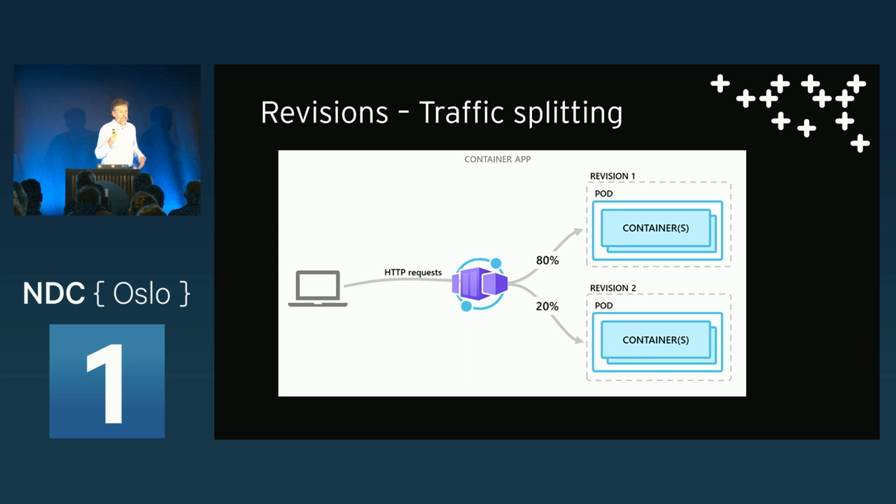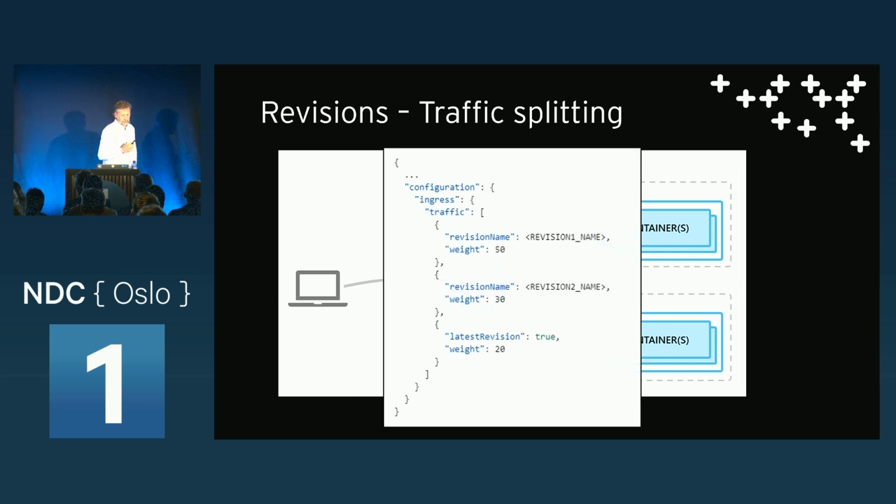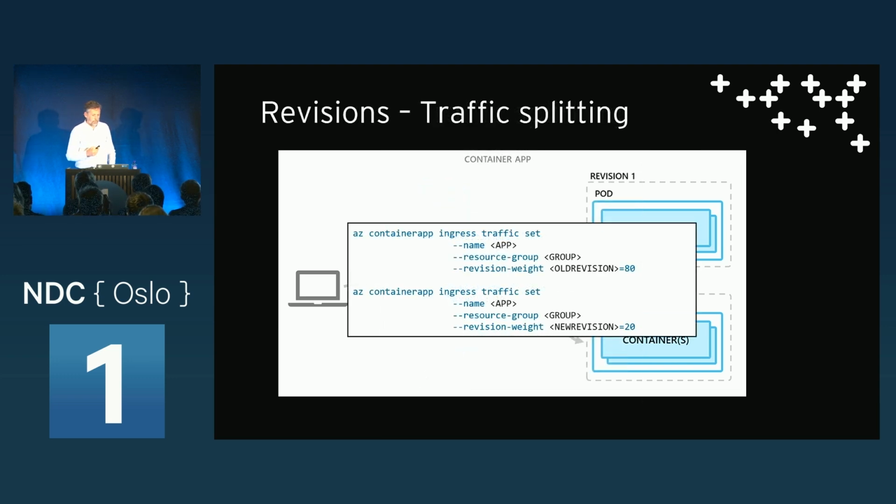If you do A/B testing, you probably want to have both running all the time and just send traffic to them, maybe 50-50. So a lot of options here, a lot of flexibility around this feature. And you define this either like this using Bicep. You specify the revisions and how much traffic should be sent to each of them. Or you can also do it using the CLI like this. So basically I'm saying send 80% of the traffic to that revision, send 20% of the traffic to that revision.